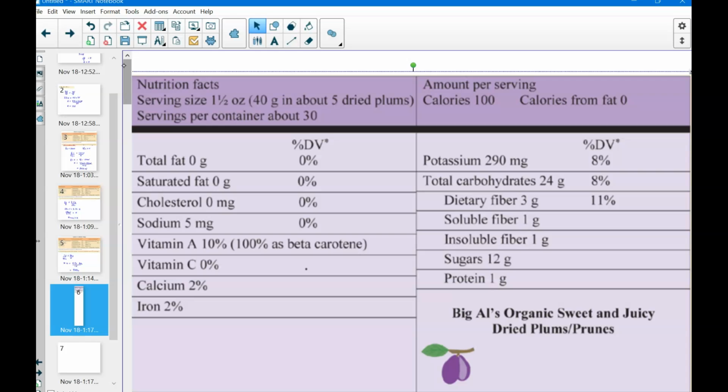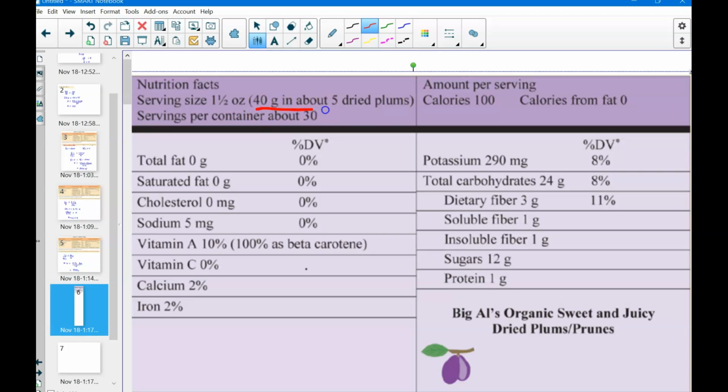And that's your chart. What are you going to do? How are you going to figure that one out? Oh, 5 plums are 40 grams. So we got some information here, which is awesome. Information's right here. Good eye on that one.